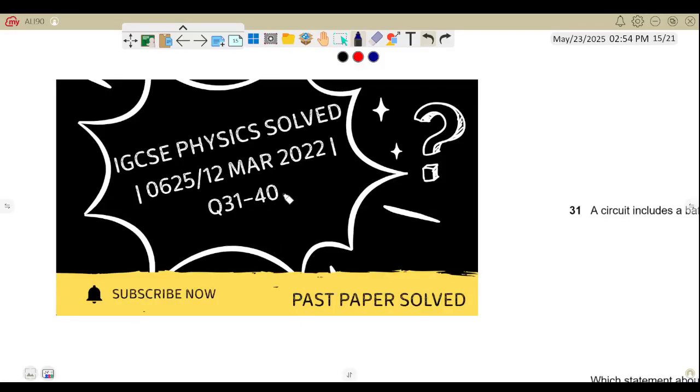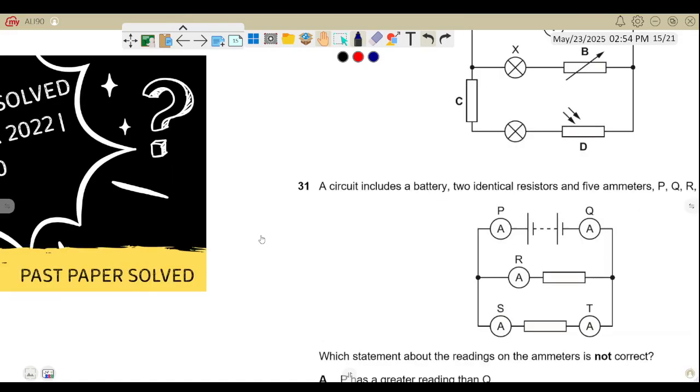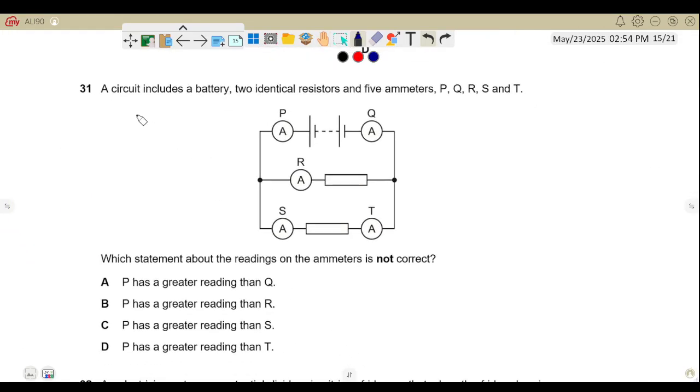Hello there students. So this is the last video about this paper labeled 0625, and these are the questions from 31 to 40. Now here a circuit includes a battery, two identical resistors, and 5 ammeters. They are P, Q, R, S, and T. Those ones here, here, here, here, and here.